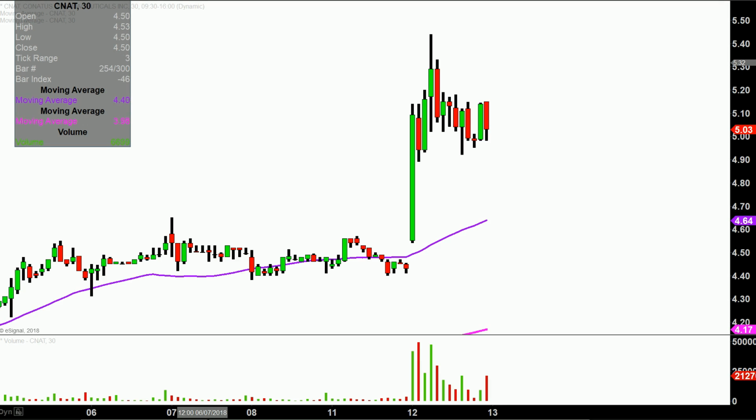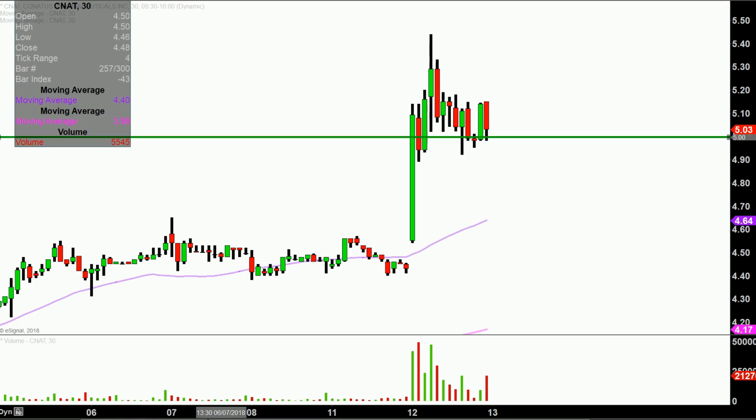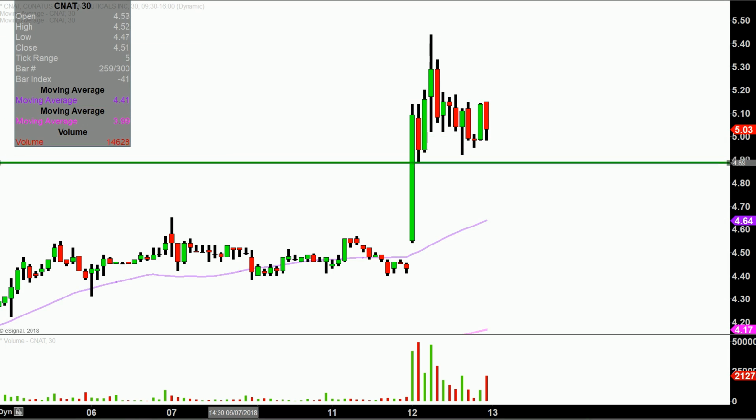So the first level of support is what I would call the ideal level. I mean, if you say, hey Clay, what would make this chart look the absolute strongest going forward? That would be if the price can stay up here above the $4.90 mark. Now, don't get me wrong, if the price falls below $4.90, by no means am I saying the entire chart's ruined or anything like that.